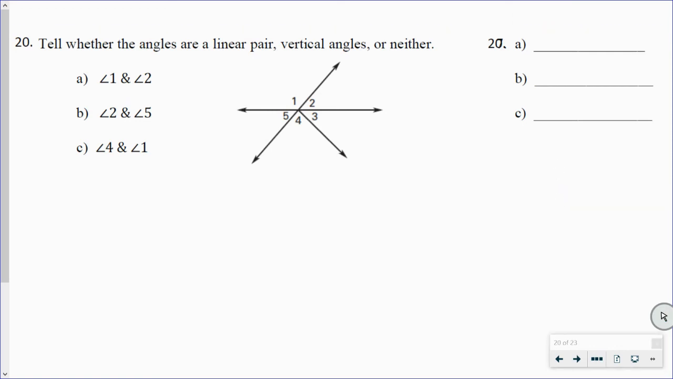Okay, tell whether the angles are a linear pair, vertical angles, or neither. So angle 1 and 2. Here's angle 1. Here's angle 2. You notice they form this line right here. So they are going to be a linear pair. 2 and 5. I can kind of see this line, and you can draw on it, this line and this line. 2 is this entire angle, 5 is this entire angle, so those are vertical angles.